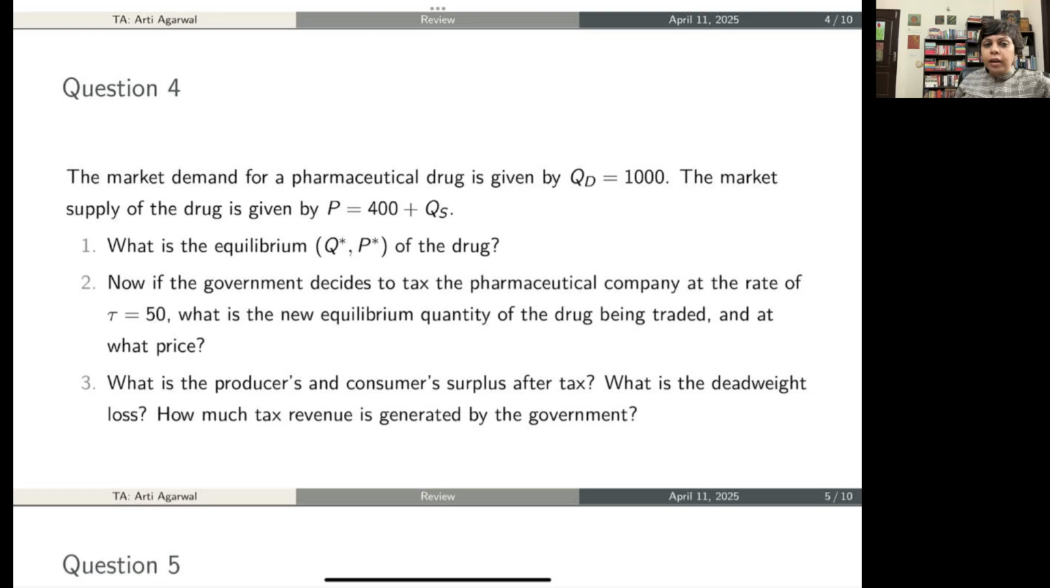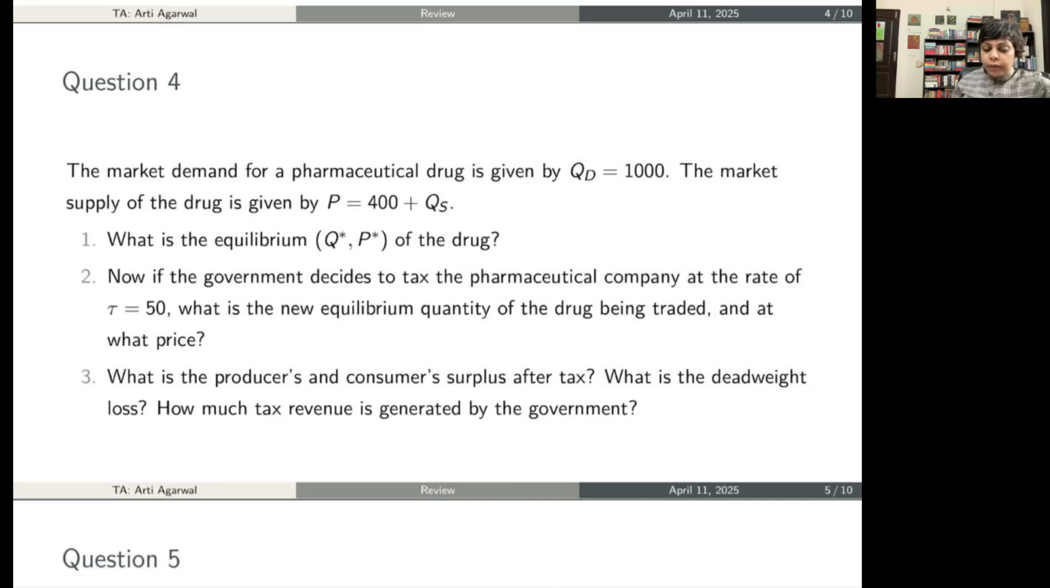But if you see, the demand is completely inelastic, right? The demand is fixed at 1000 irrespective of what the price is. So the price is just given by 400 plus QS, and in equilibrium QS equal to QD. So P is equal to 400 plus 1000, which is 1400. So that is your first answer.